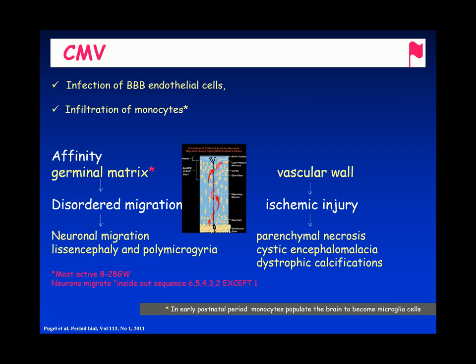The other point is that it loves the vascular wall, and this results in ischemic injury, and ischemia may lead to parenchymal necrosis and cystic encephalomalacia, and where there is necrosis, there are dystrophic calcifications. So we can see several findings due to CMV infection.